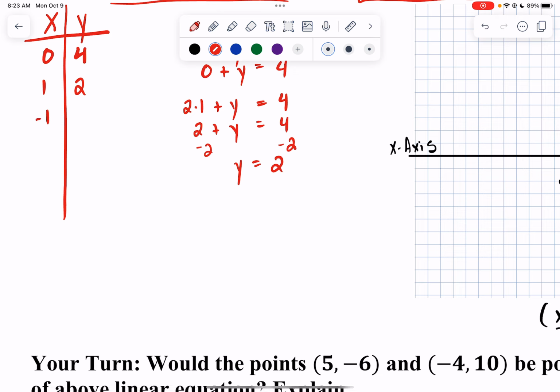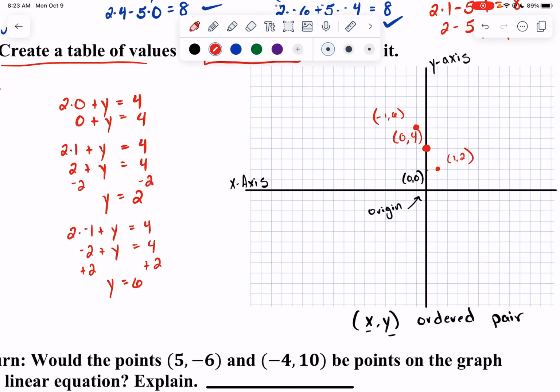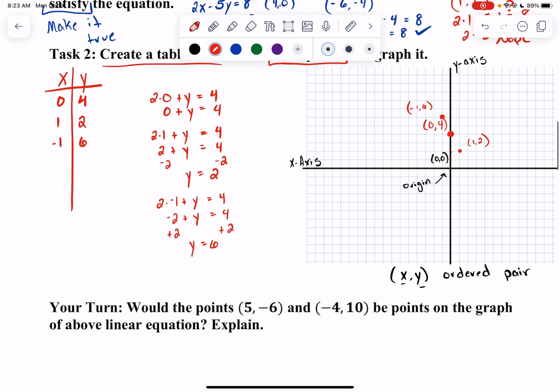Let's try -1. So 2 times -1 plus y equals 4. -2 plus y equals 4. So add 2 to both sides. y equals 6. So at the point -1, 1, 2, 3, 4, 5, 6 would put me right here. All right, that looks like, oh, (-1, 6) is that point right there. So it looks like they're all kind of on that line. And I could try a few more. I could try an infinite number.